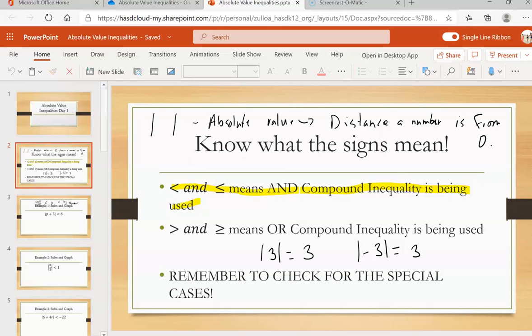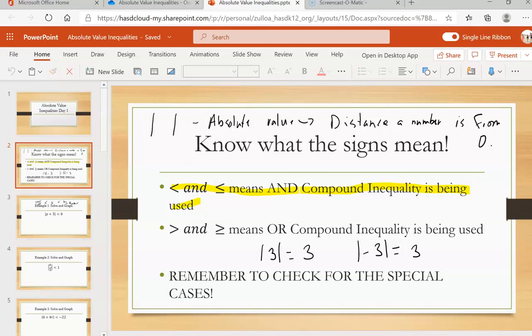what the sign means. First of all, absolute value is the distance a number is from zero. So the distance is always positive, so again, the number is always positive. What I have highlighted here is less than and less than or equal to. They're "and" inequalities, okay? That's what we're going to be using when we have an absolute value problem with less than or equal to. And just to reiterate the absolute value point, the absolute value of 3 is 3, the absolute value of negative 3 is also 3, which is why the distance is, we have to accommodate for negative numbers and positive numbers, okay?